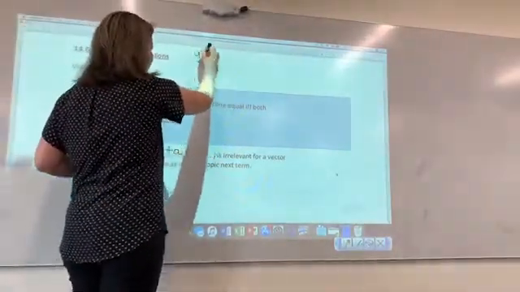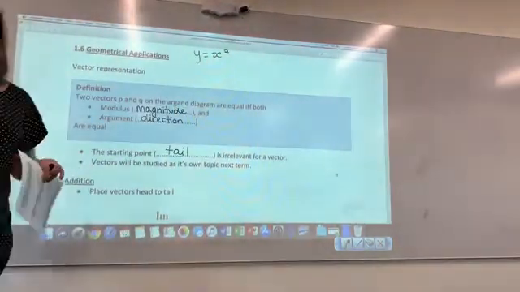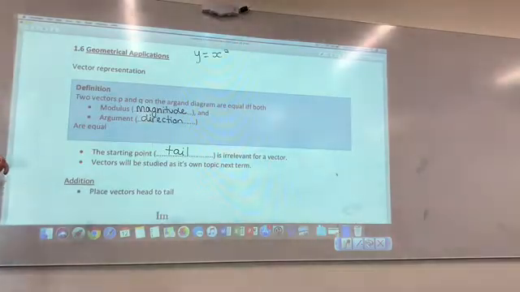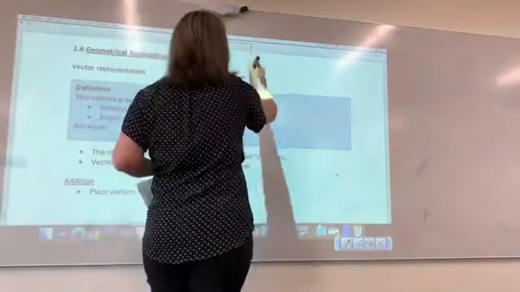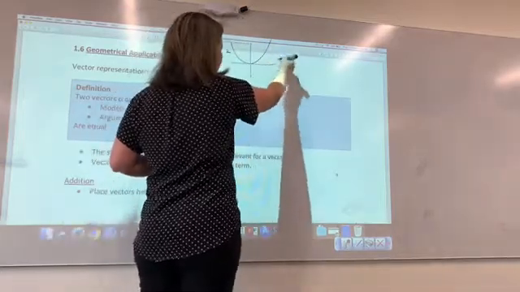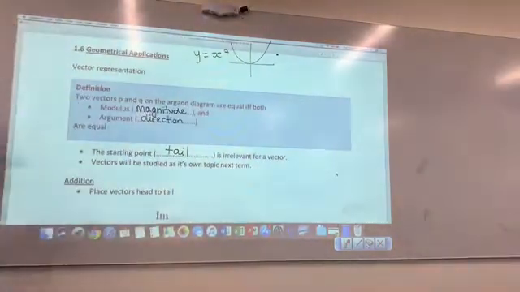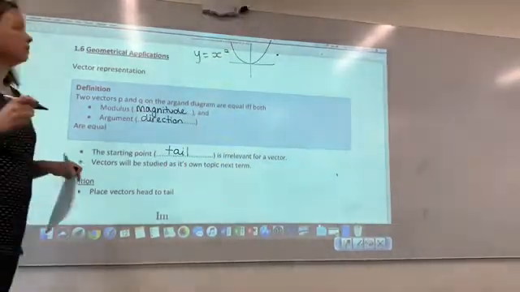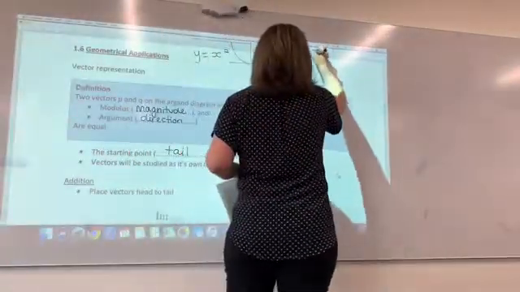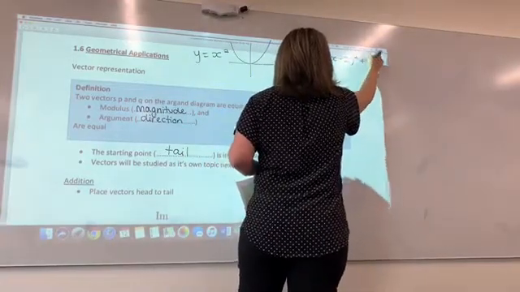If I have, for example, y equals x squared, and I want to translate it 2 units to the right and 1 unit up to about there, do you know what the equation of that would be? x minus 2 squared plus 1. Yeah, exactly. x minus 2 squared plus 1.